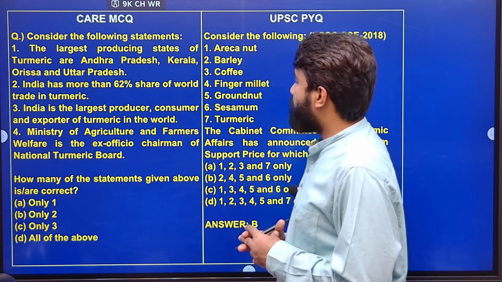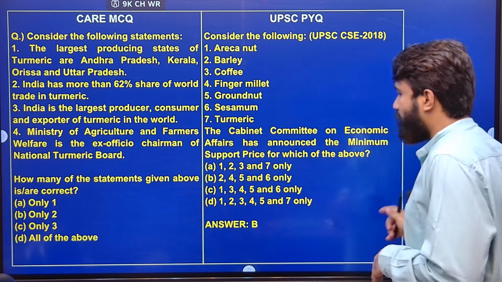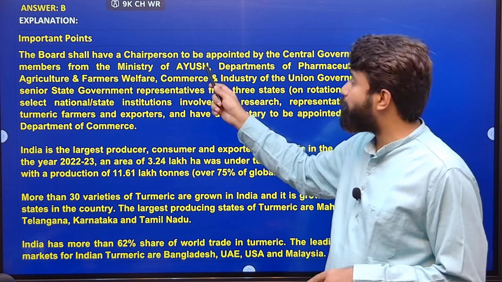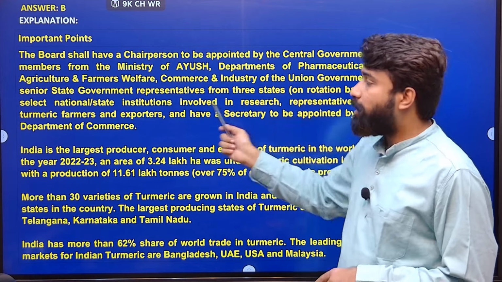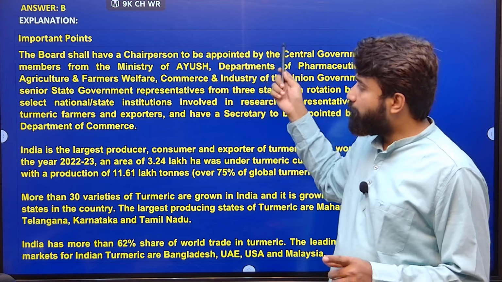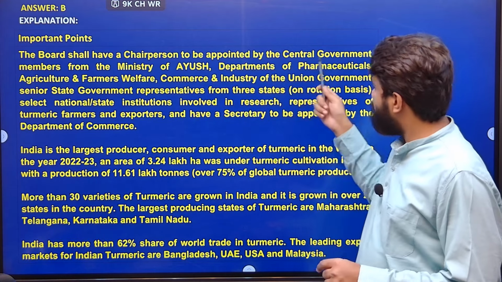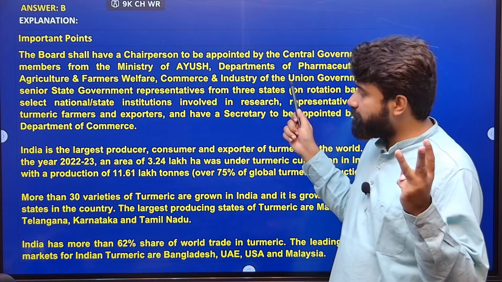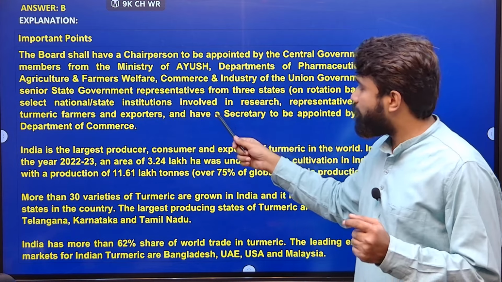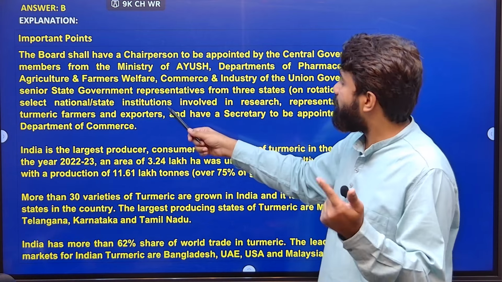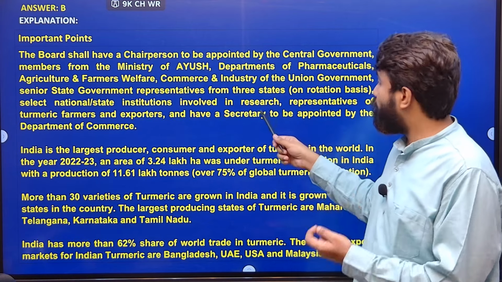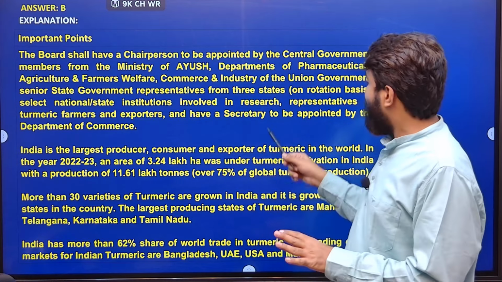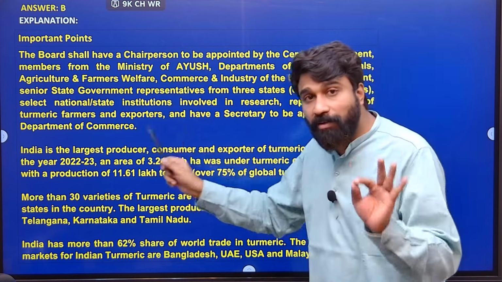Okay. Ministry of Agriculture and Farmers Welfare is the ex officio chairman of National Turmeric Board, that is wrong statement. Only 2 statements are correct. Actually, the board has a chairperson who is appointed by the central government, and members from the Ministry of Ayush, Ministry of Agriculture and Farmers Welfare, and Commerce and Industry of the Union Government, and senior state government representatives from 3 states, and they will also consult the state or national level institutions which are involved in research. Representatives of turmeric farmers and exporters, and a secretary to be appointed by the Department of Commerce.